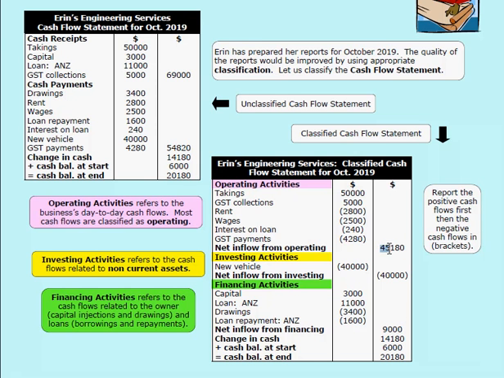You then add up the three subtotals, and you come up with a total change in cash for the period, $14,180, exactly the same as up in this other one, $14,180. You add the cash at the start, and of course you get the same cash at the end, $20,180.